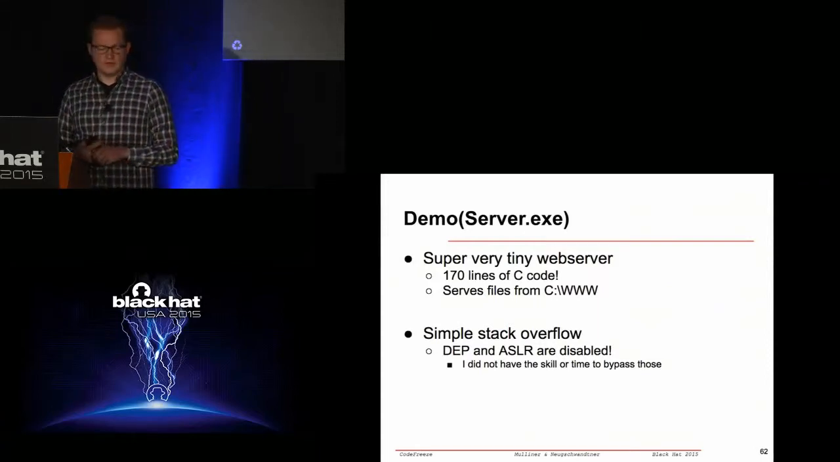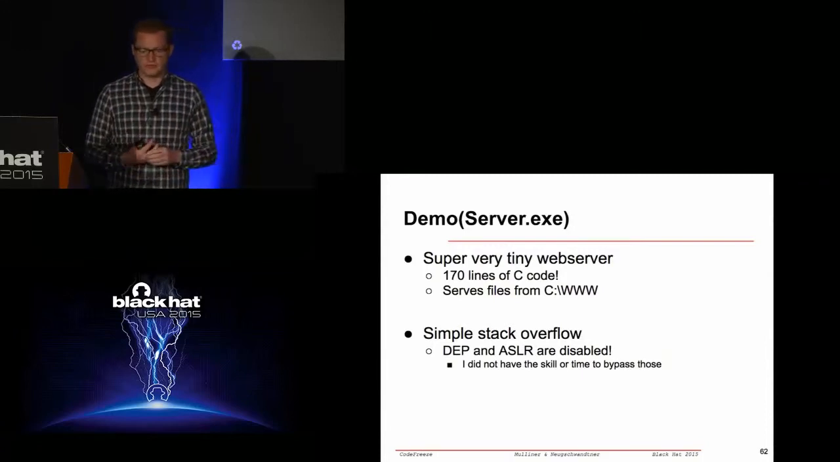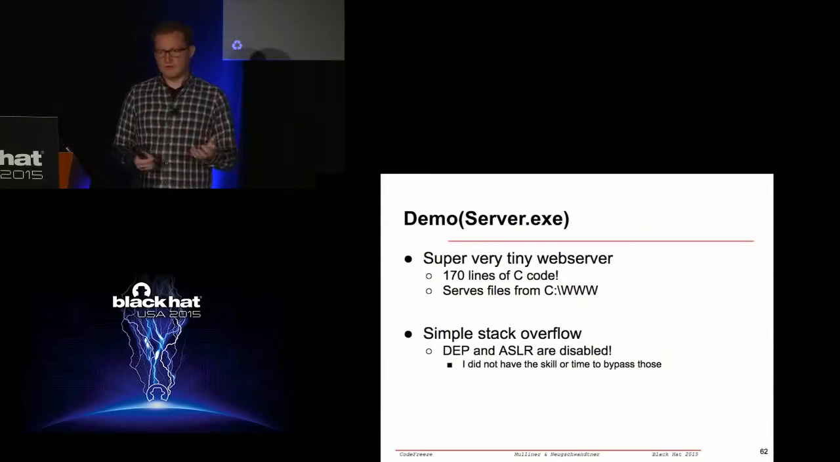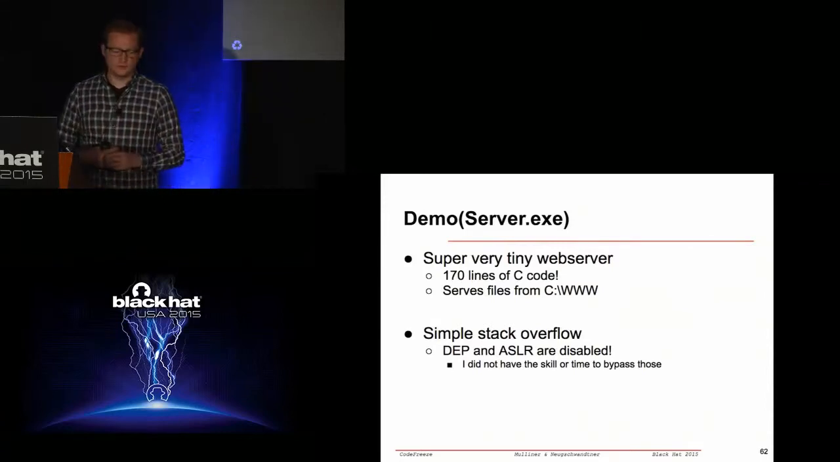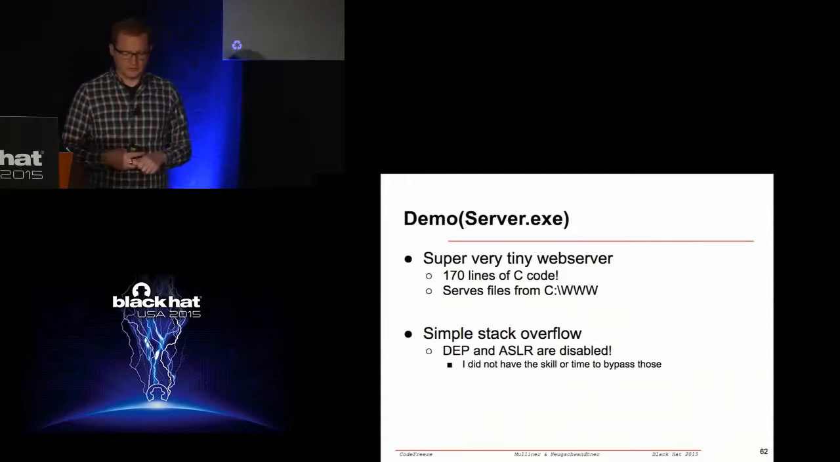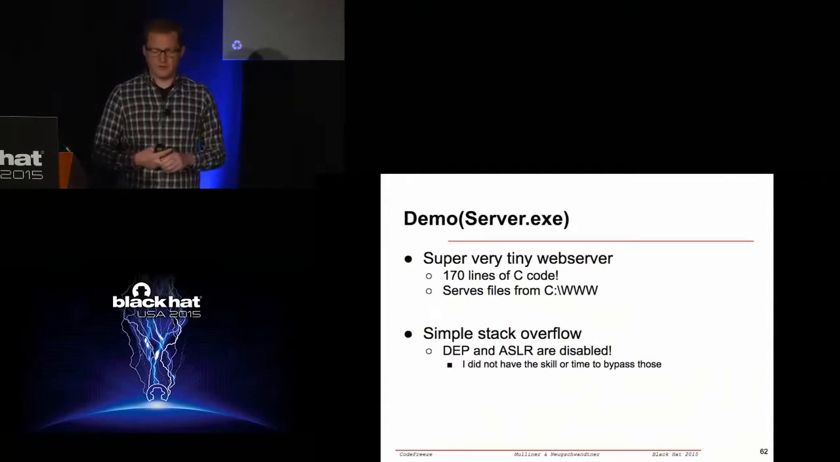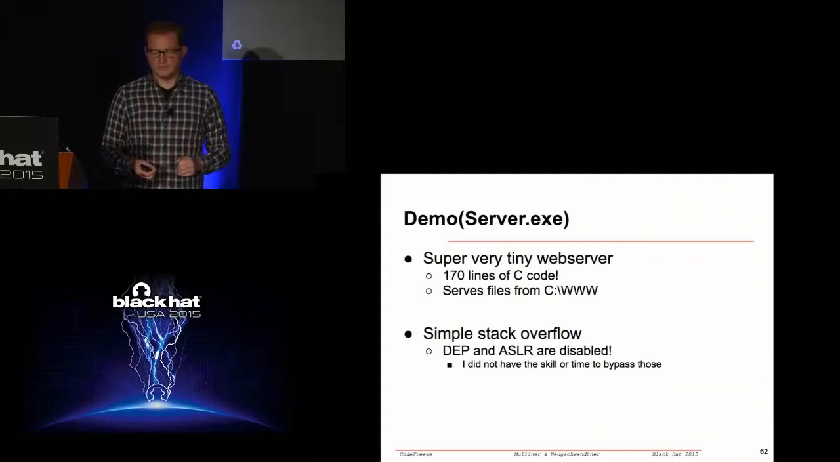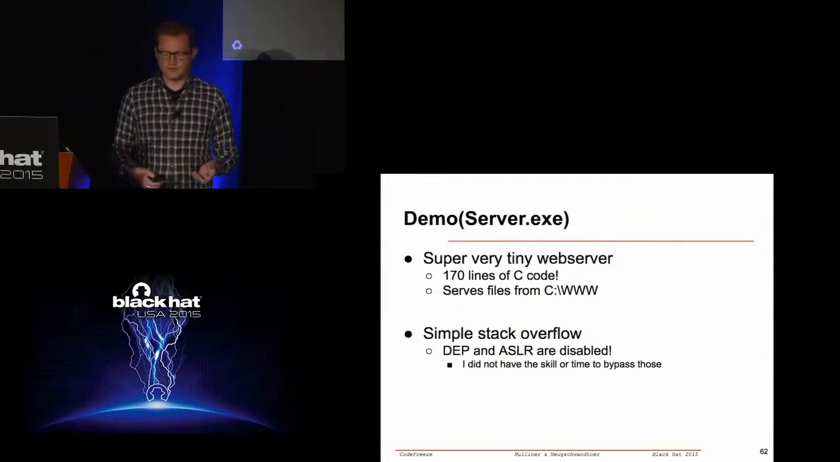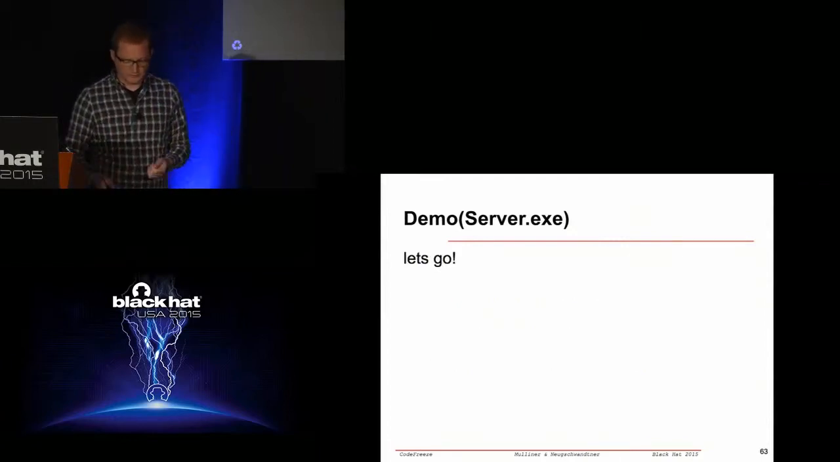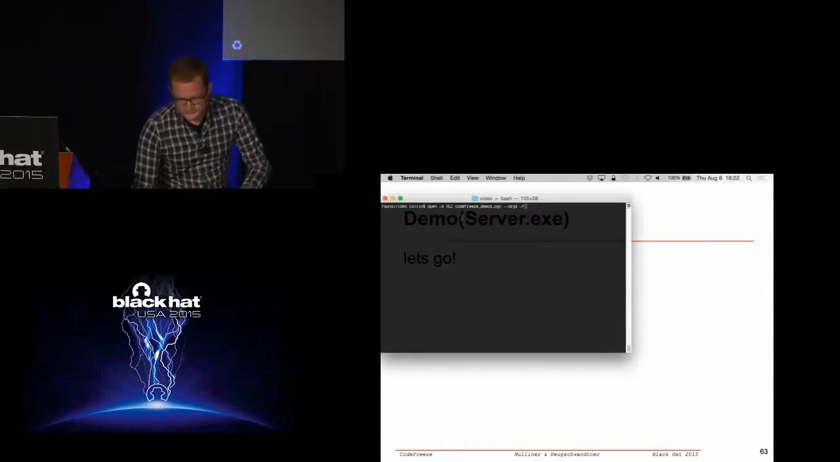I wrote this very small demo server just to show what happens during exploitation of an application that is protected by code freeze. Since I'm not a super duper exploit writer for Windows, I wrote a very simple program and turned off DEP and ASLR, which doesn't have any effect on our code freeze system, but just saves me a lot of hours to create a demonstration for you guys.